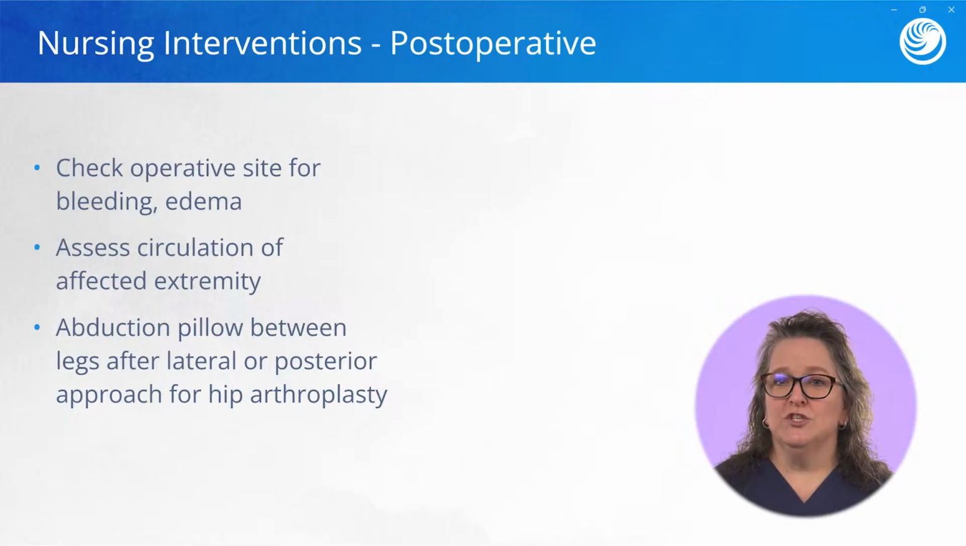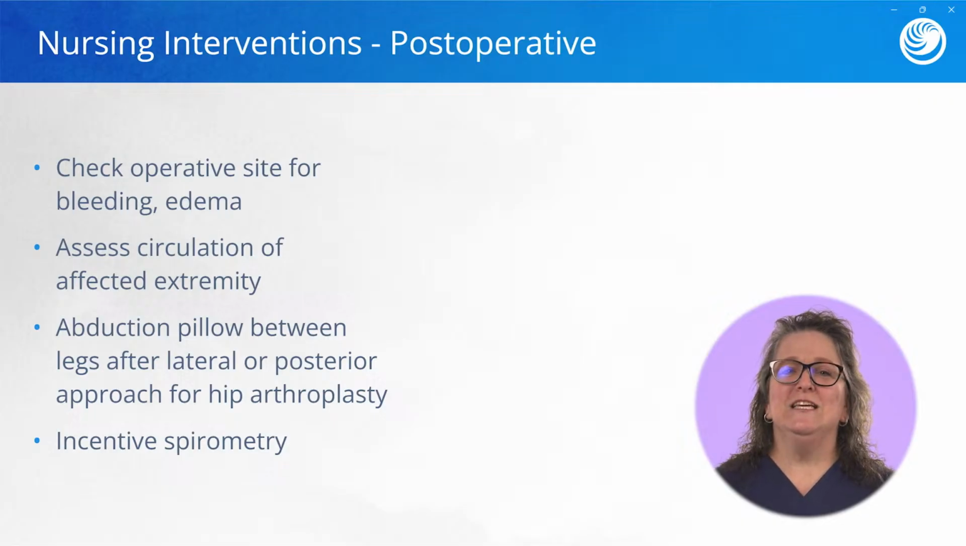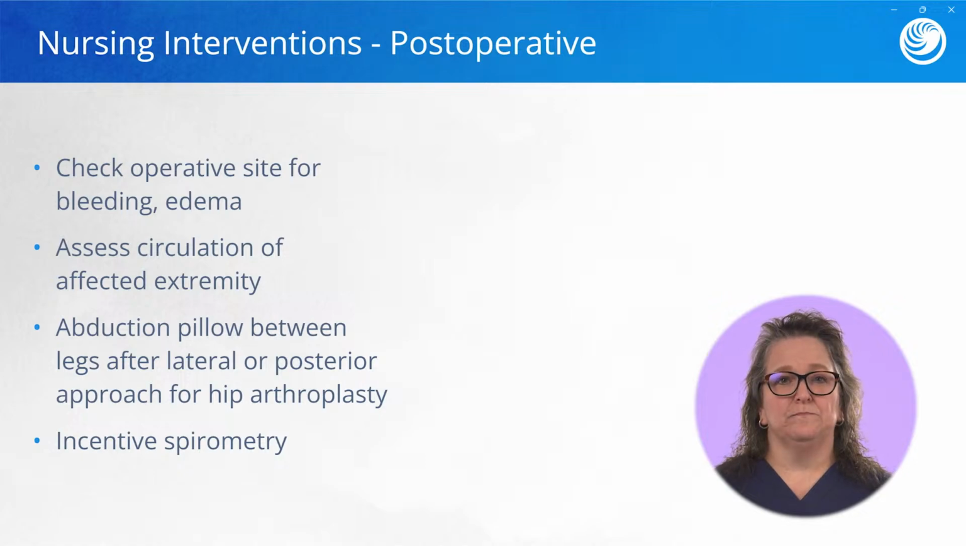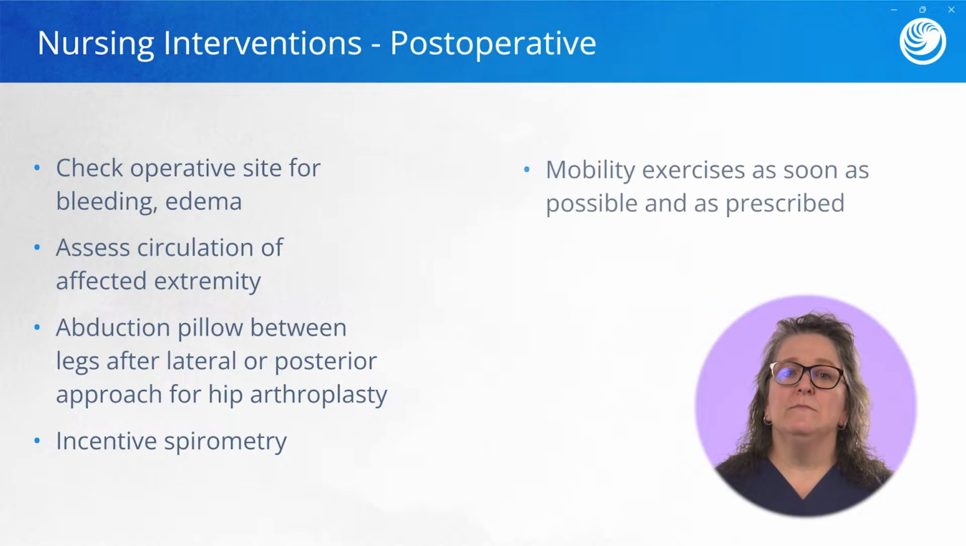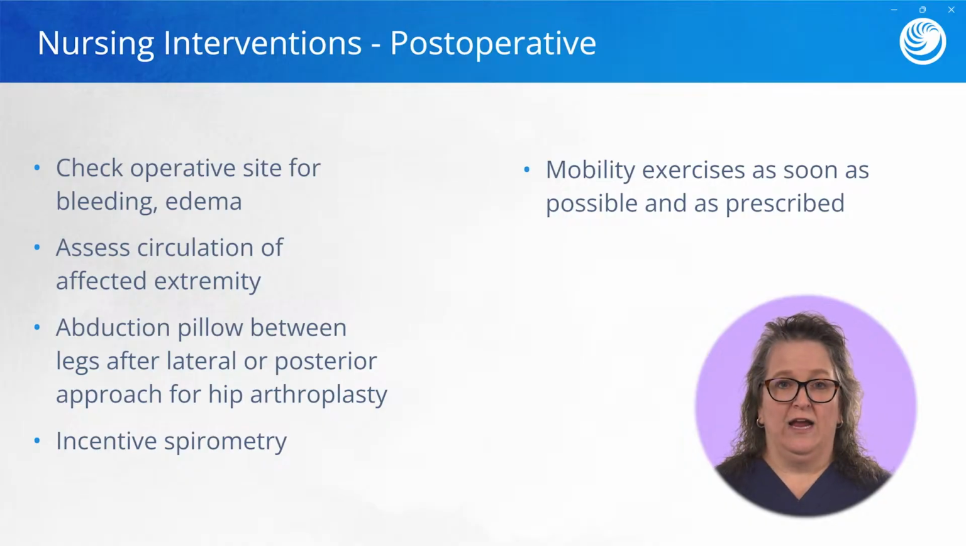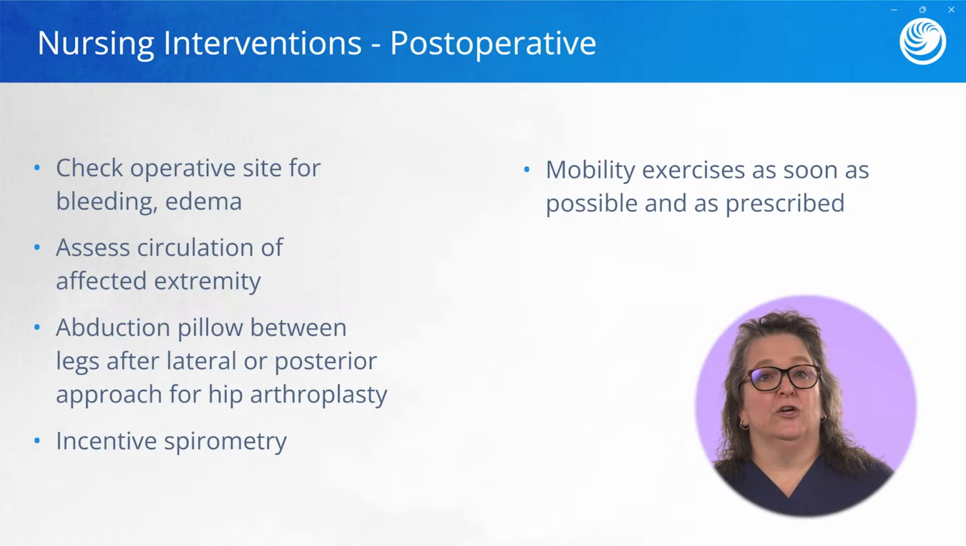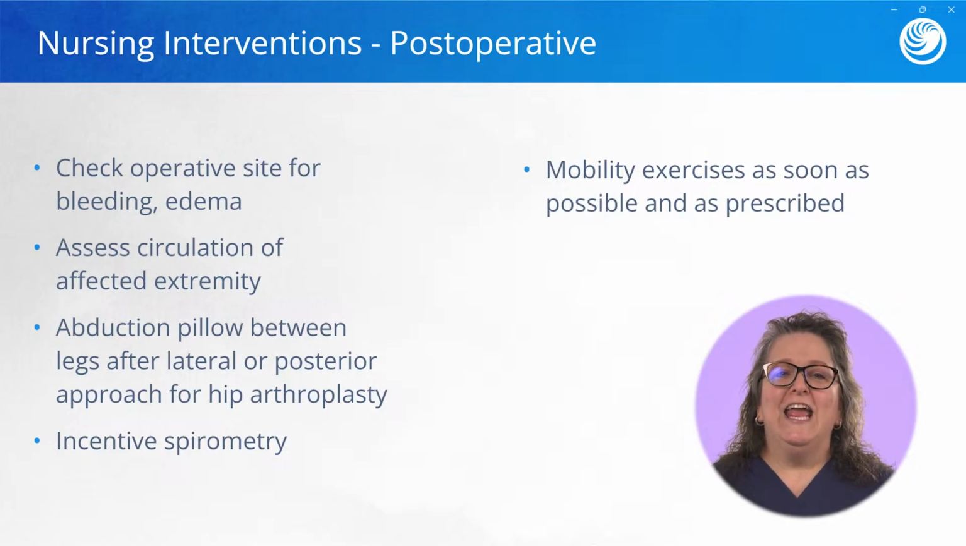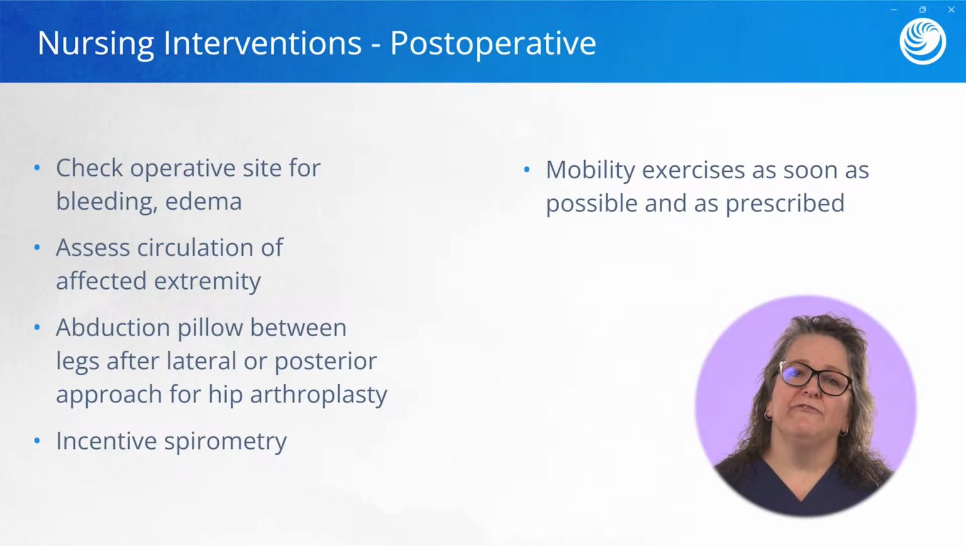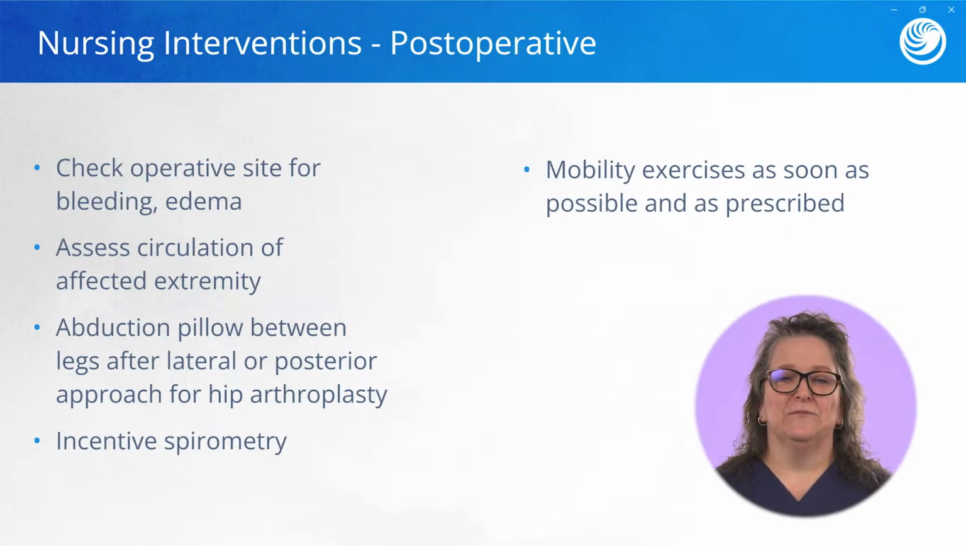We will encourage the use of incentive spirometry. We will inspire the client to inspire, to encourage deep breathing, which will help prevent atelectasis and pneumonia. And we will implement mobility exercises as soon as possible and as prescribed, all those exercises they learned preoperatively, and we will reinforce whatever the physical therapist has planned.